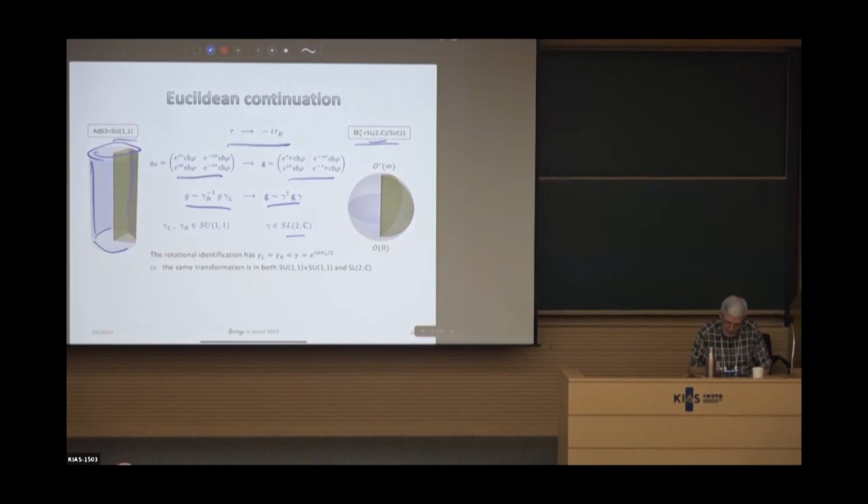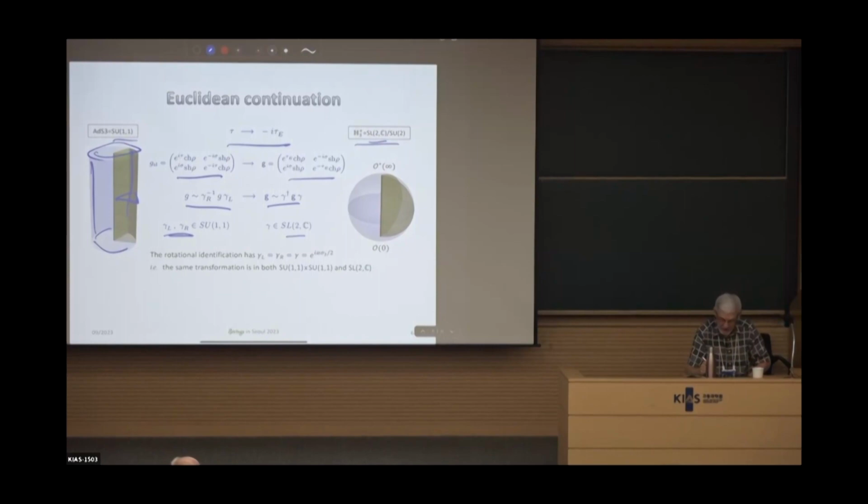And what else do I want to say? The identification by a discrete rotation that makes the conical defect in the center of AdS, we have to ask what happens to that under the Wick rotation. Well, it turns out that of these six parameter left and right group elements that I can deform the solution by, roughly speaking, half of them continue to the same thing in SL2C. So there are particular, if you like, the diagonal SU11 sitting inside SU11 left and SU11 right. That diagonal element just sits naturally as the SU11 subgroup of SL2C.